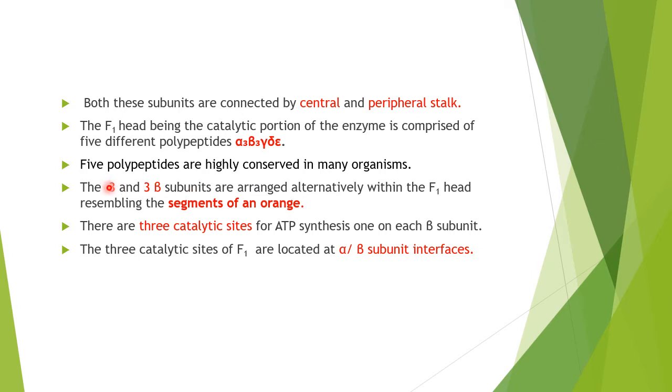And here, you'll see 3 alpha and 3 beta subunits are arranged alternatively within the F1 head, resembling the segments of an orange. And there are three catalytic sites for ATP synthesis, one on each beta subunit. So we have alpha 3 and beta 3 subunits, which form a hexamer. But the beta subunits have the 3 catalytic sites, which are located basically at the alpha beta subunit interfaces.